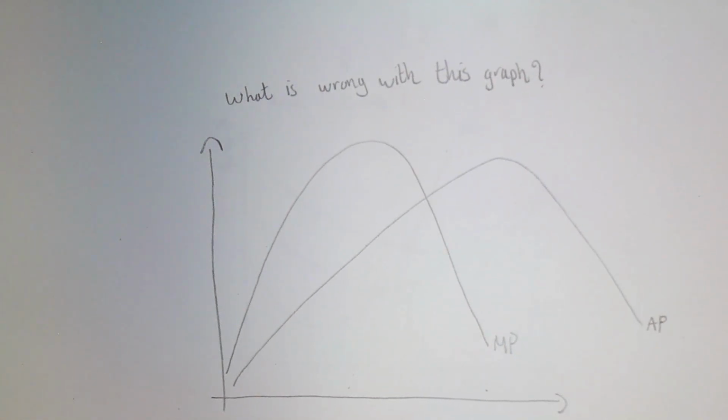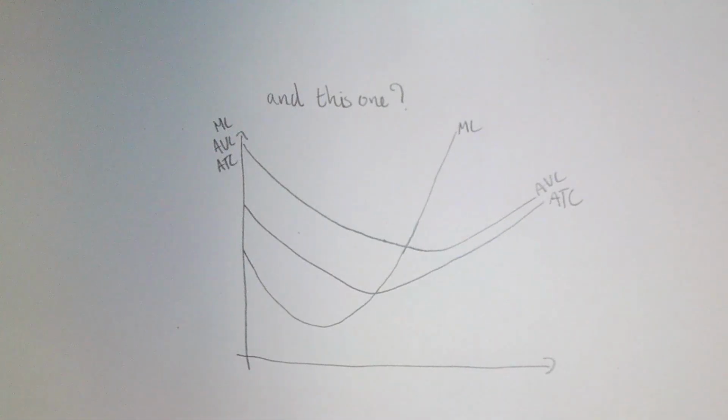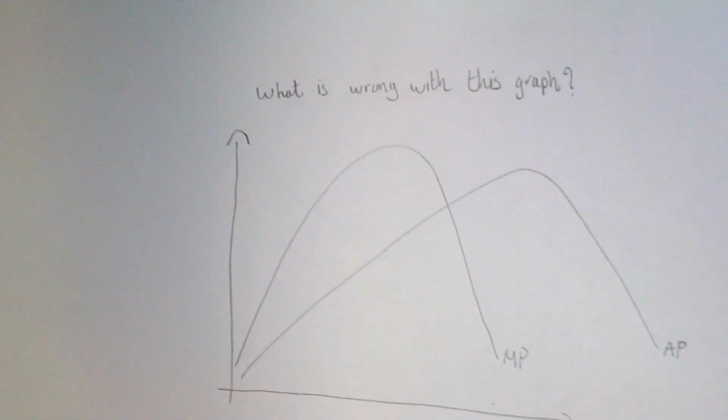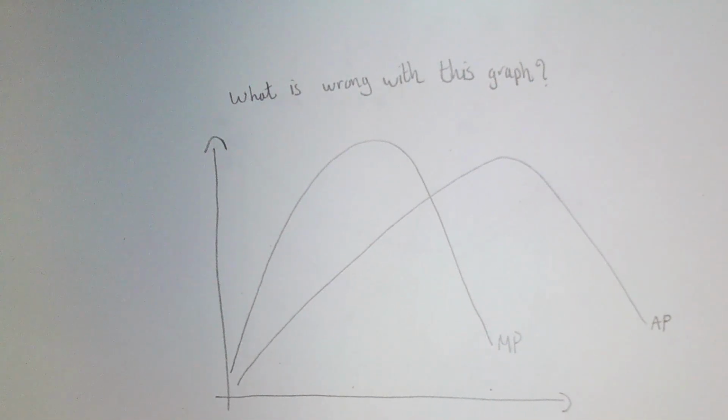I just have two little questions for you. So I have this question here, what is wrong with this graph? And what is wrong with this graph here? Okay, so I'll let you look at this one a bit first. Pause the video, try to find what is wrong with it. Let you look at this one. Pause the video, try to find what is wrong with it. Okay, here goes for my answer.